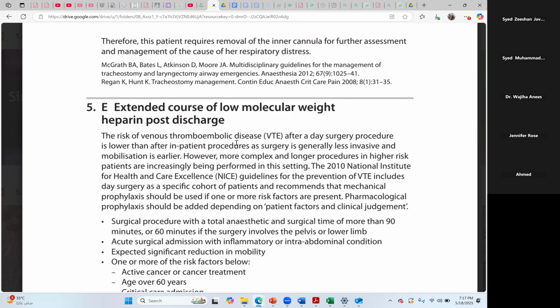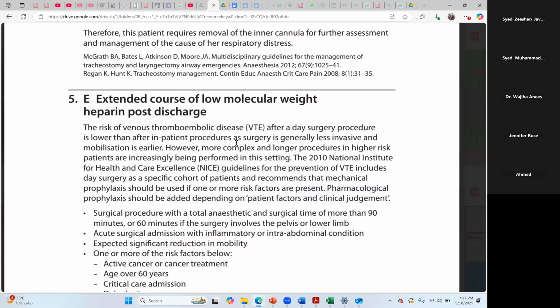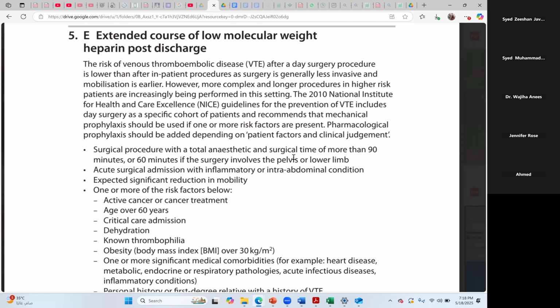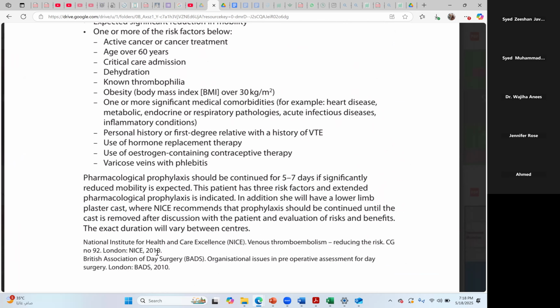Actually, I will tell you something: a number of times such questions are based on some guidelines. Okay, so I will also open. I think I have this one in our Google Drive link. Because this is a relatively old book, they have put the guidelines of 2010.